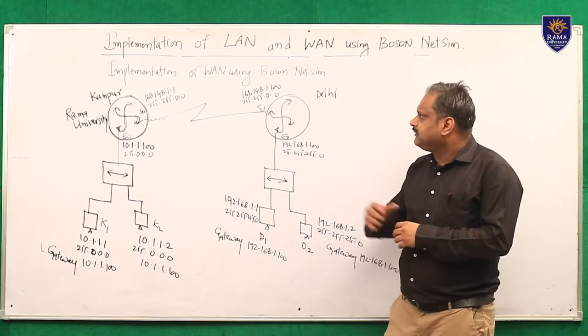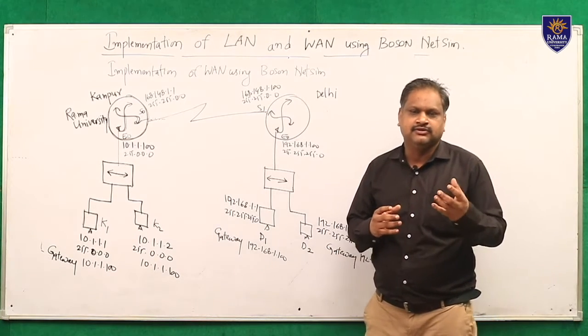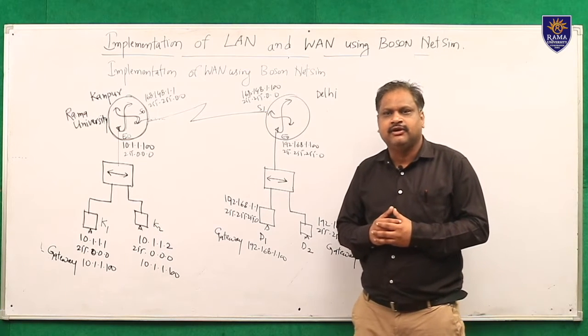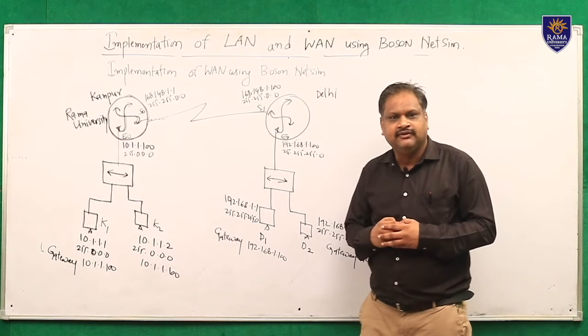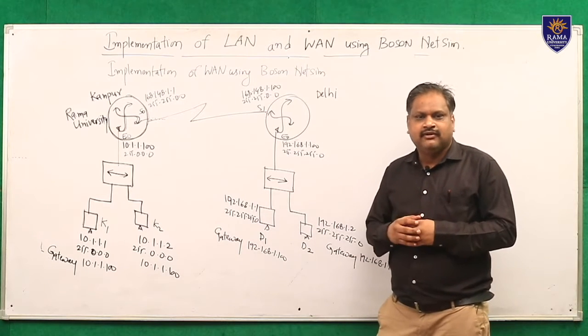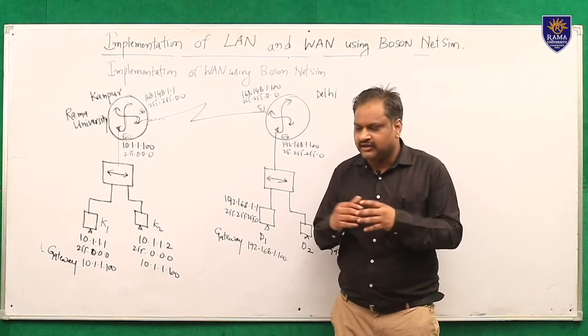When implementing WAN, we have to think of a scenario where, suppose, one person is sitting in Rama University Kanpur and one of my friends or students is sitting in Delhi. How are the people from Rama University Kanpur going to communicate with the people in Delhi? That is the scenario we have considered.